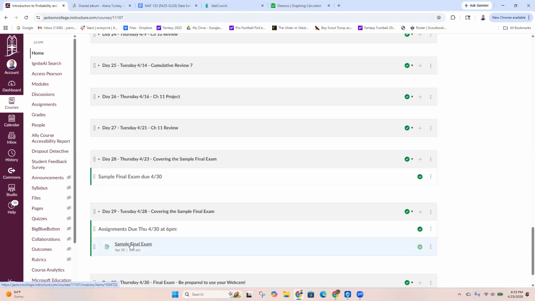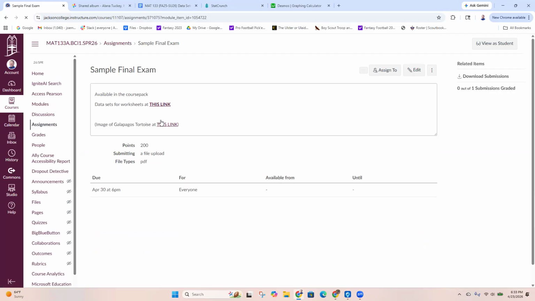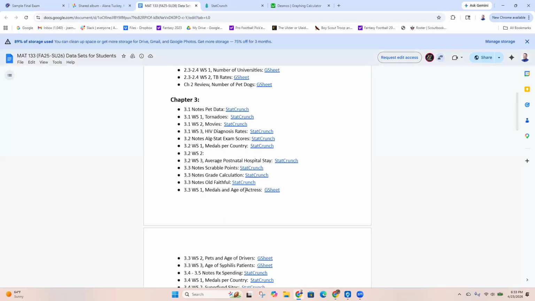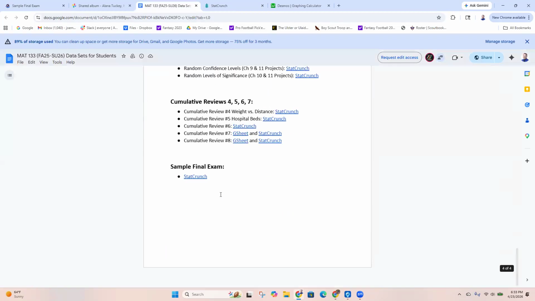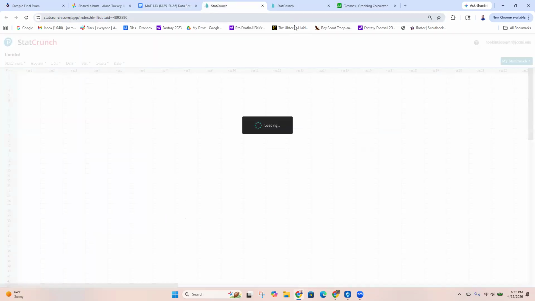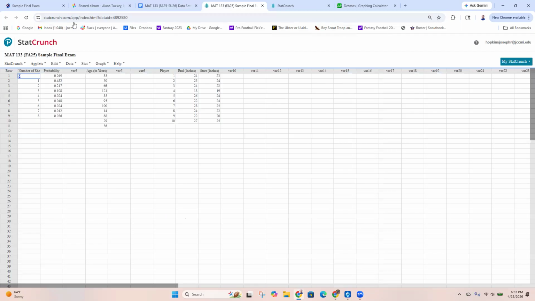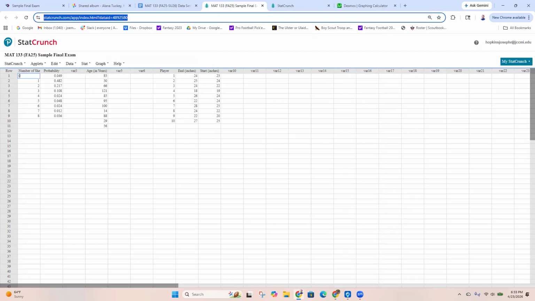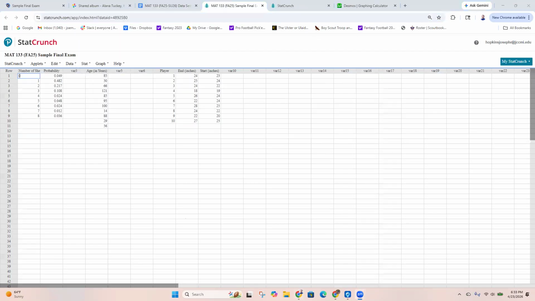So here is the sample final exam in Canvas. If you click on that in Canvas, there's two links here. One link will take you to our data sets for all of our worksheets, and this is the last one. So at the very end is a link for StatCrunch, and I'll drop this in the chat for you so you don't have to go find it. And there is that in the chat.